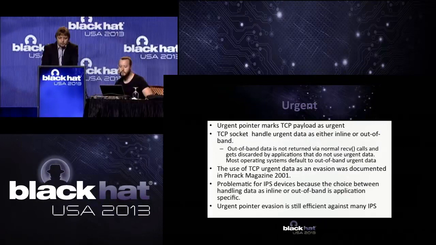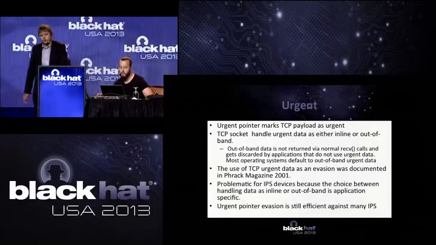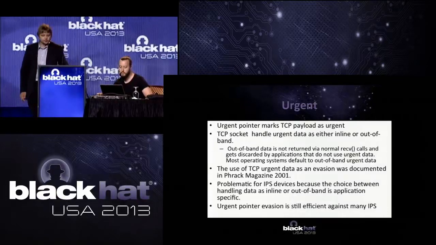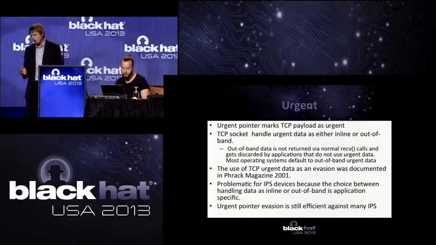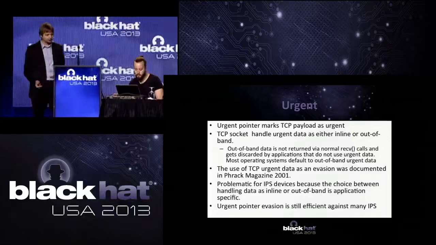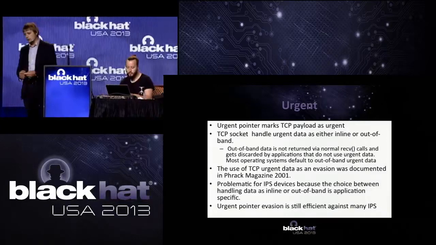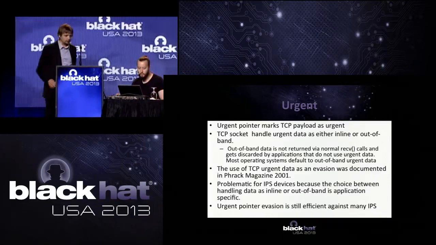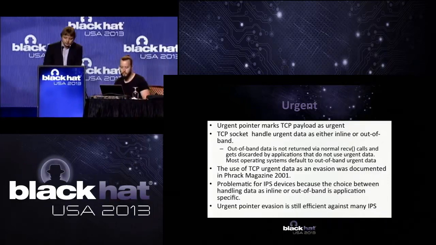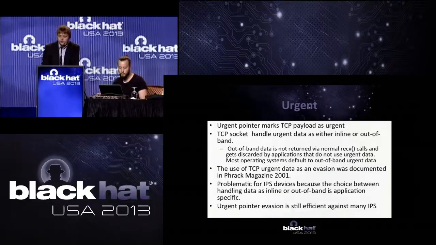And then we have an urgent pointer evasion. An urgent pointer is just used to mark a TCP payload as urgent. The problem with the urgent pointer is that a TCP socket handles urgent data either in-line or out of band. It's not operating system dependent, like many things where different operating systems handle them in different ways, but actually application specific. One operating system may support both, and how the application has been coded decides how the urgent pointer is handled. The use of the TCP urgent pointer as an evasion was documented in Phrack magazine in 2001.